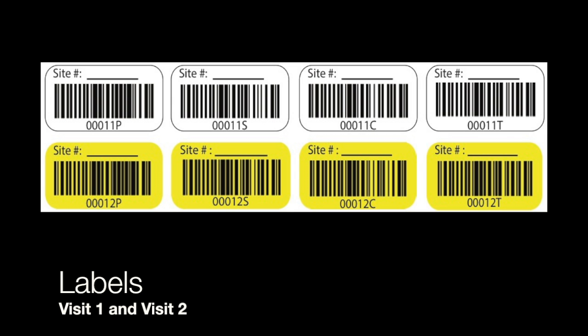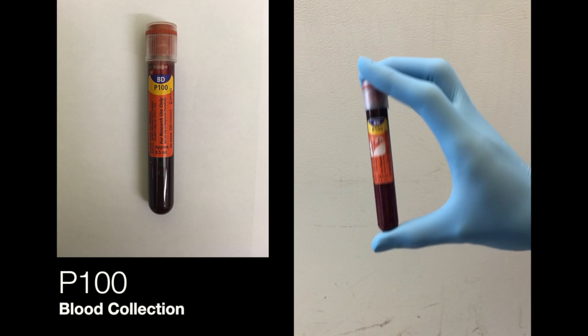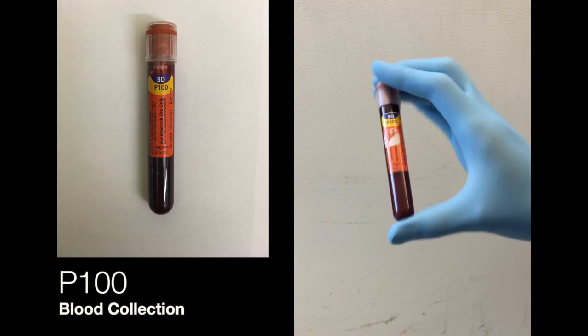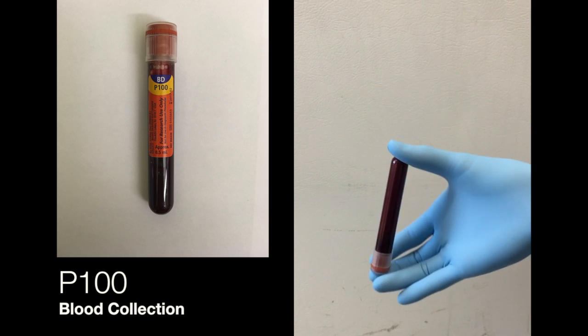Each patient will have white baseline visit labels and corresponding yellow 6-month visit labels. Please ensure that each patient is assigned one set of matching labels: white labels with a 5-digit number ending in 1 for baseline, and matching yellow labels with the same first 4 digits followed by the number 2 for 6-month visits.